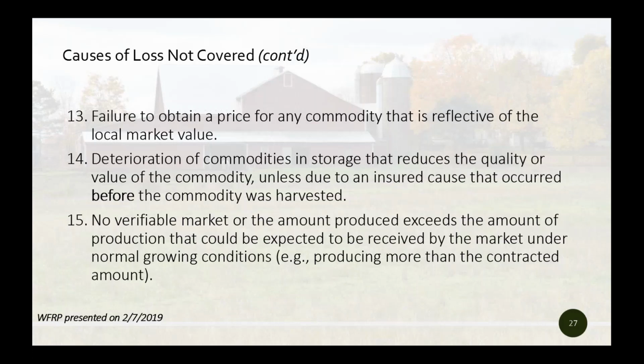Another point here on 15, if there's no verifiable market for the commodity that you're producing, or the amount produced exceeds the amount of production that could be expected to be received by the market under normal growing conditions, that will be a cause of loss that is not covered. So you have a contract for 100 bushels of something, you plant enough acres to produce 500 bushels, well, you've built in 400 bushels there that probably does not have a market. The loss of revenue for those 400 bushels would not be covered.